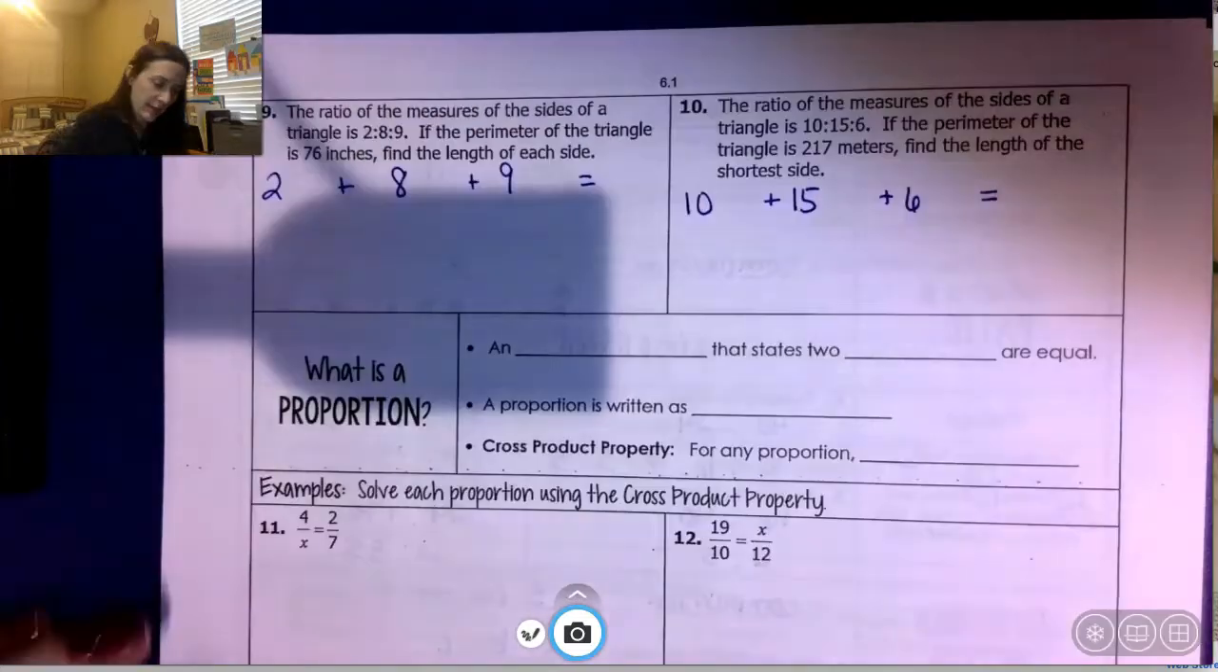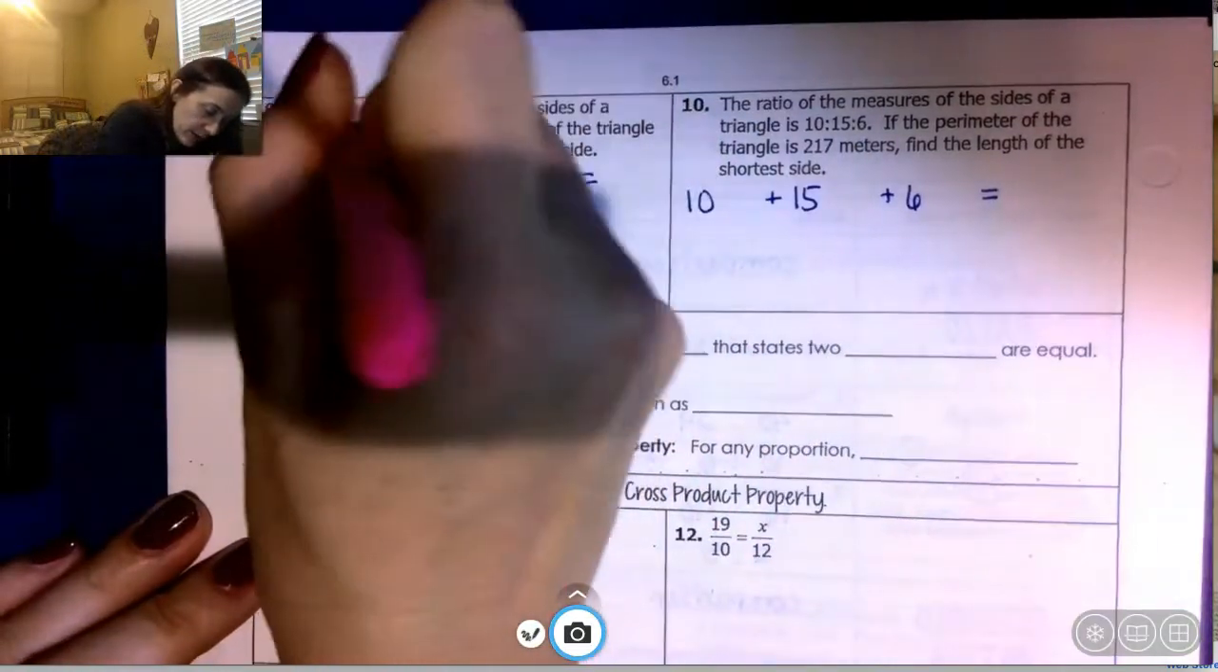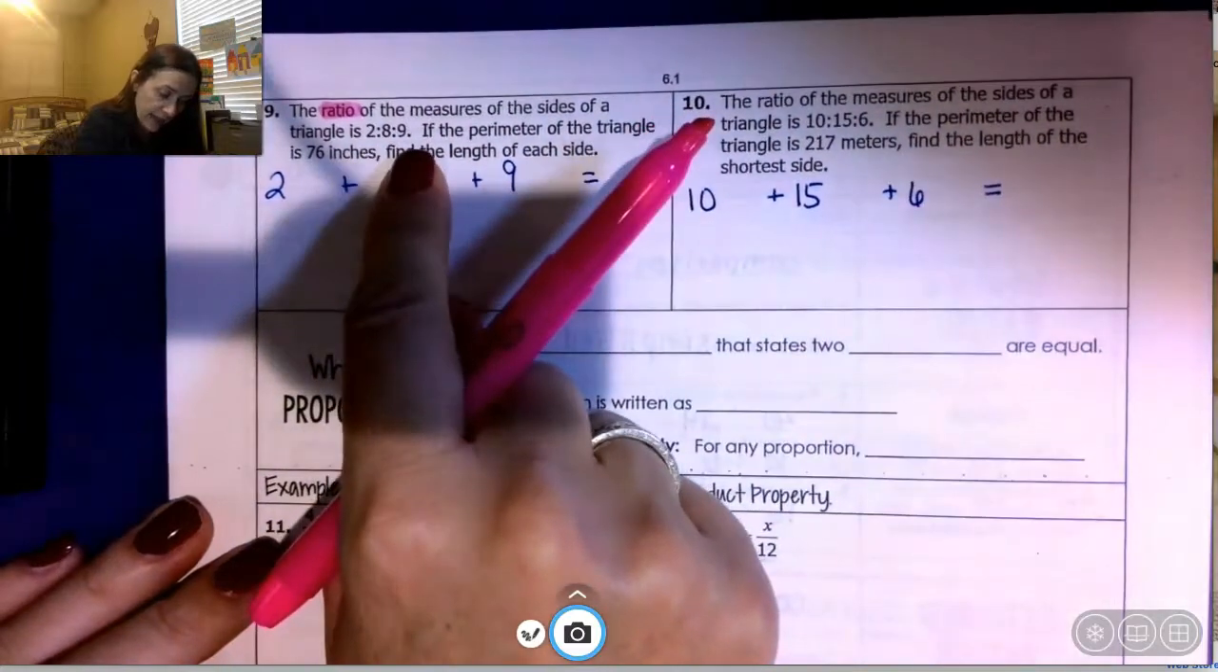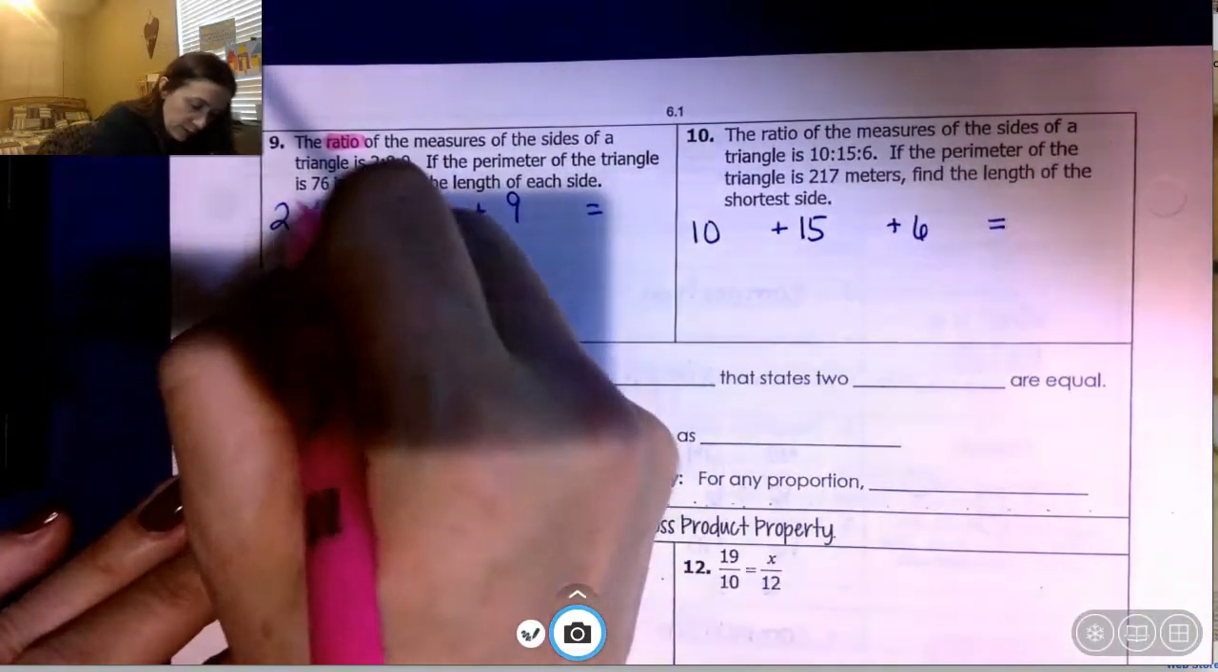Okay, so here we are on the next page. Again, it says the ratio of the measures of the sides of a triangle are 2 to 8 to 9. So again, it's a ratio, so I have to have a multiplier.